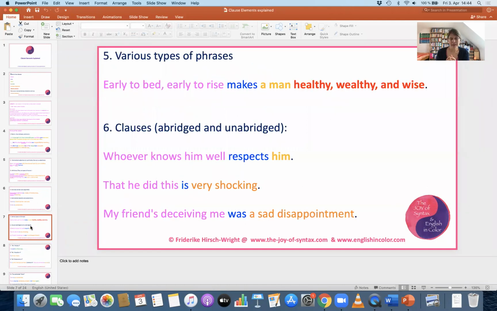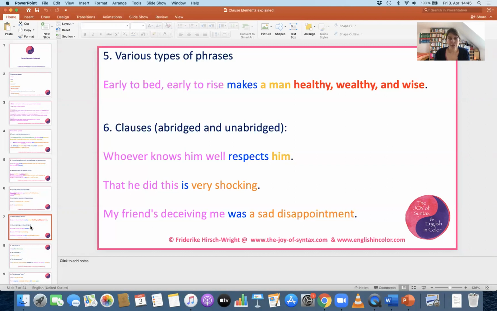Okay, various kinds of phrases can also serve as subjects. For instance, there is this famous quote, "Early to bed, early to rise makes a man healthy, wealthy, and wise." And early to bed, early to rise, that is like a formulaic clause, a formulaic phrase, and that serves as the subject here. And we could also say, if you go to bed early and if you get up early, then you will become healthy, wealthy, and wise. But the way the person said that is, of course, much nicer.